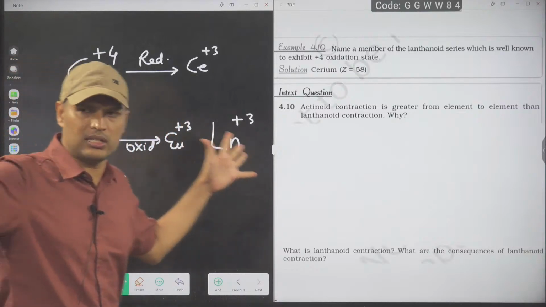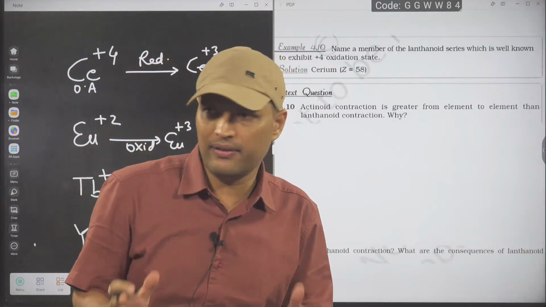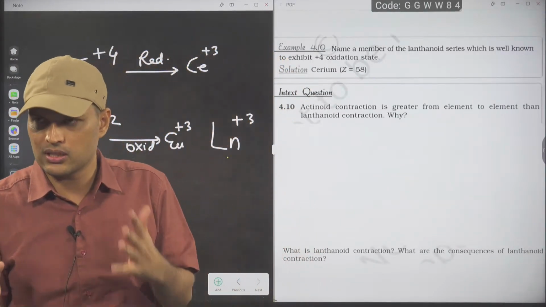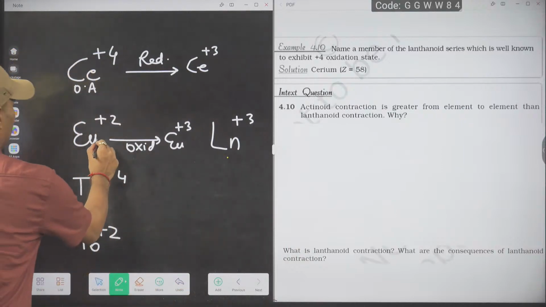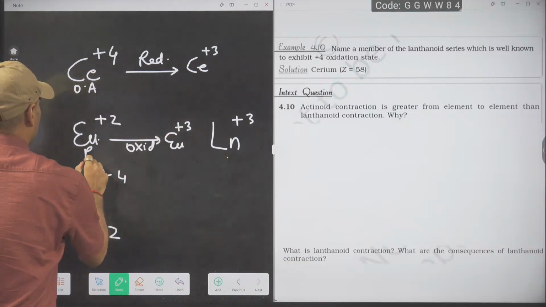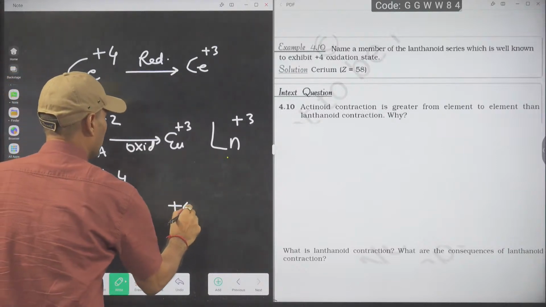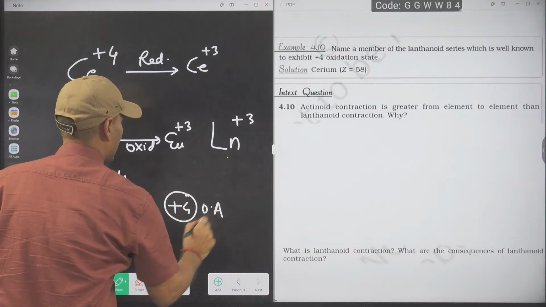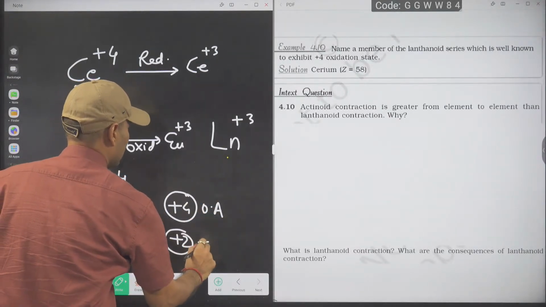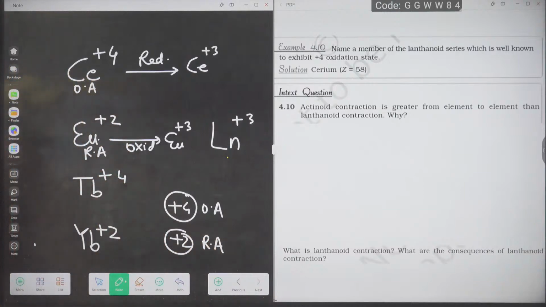Everyone wants +3, either by oxidation or reduction. So here it is oxidation, so this will act as reducing agent. So we can conclude, if +4 is there, it will act as oxidizing agent, and if +2 is there, then it will act as reducing agent.